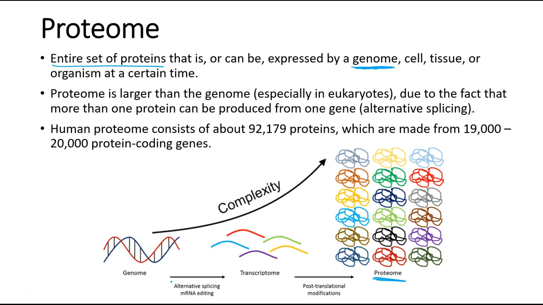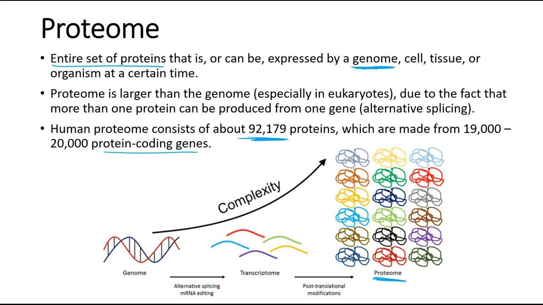The human proteome consists of about 92,000 proteins, which are made from about 19 to 20,000 protein-coding genes. What does that mean? It means that one gene can produce multiple proteins. How does it do that? It depends on which part of the gene is turned on and off. I know we're not really into genetics yet, but if you look at splicing, if we edit or turn on and off certain aspects of genes, you can produce a different protein.